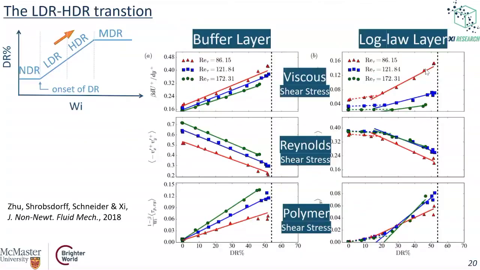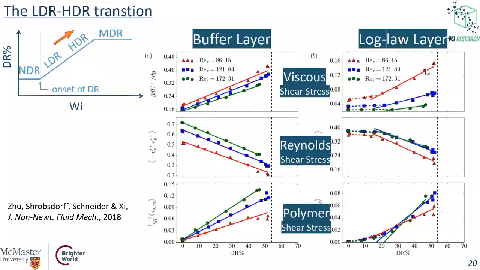The reason is that if you look at flow statistics between these two stages, in the buffer layer, you see very continuous change in the statistics across different stages of drag reduction. But in the log-law layer, you have a sharp transition between LDR and HDR behavior. So that indicates there's some qualitative change in the turbulent dynamics happening there. Nobody was looking into that problem. Everyone accepts that that's how it is. When you have enough drag reduction, that's what happens.